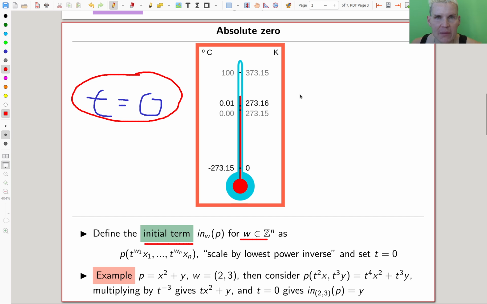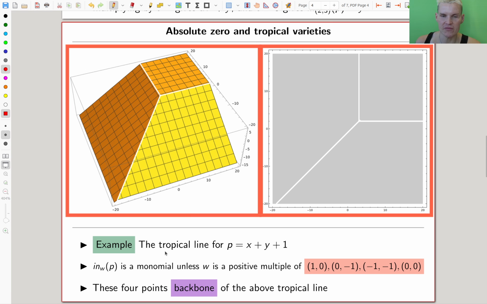So put in a w. Essentially, it measures how often a certain power of t appears, right? By just putting in a power of t, and then taking the lowest one by setting everything else to 0. And I like to think of this, as I said, as a temperature 0 limit, an absolute 0 limit of a polynomial. So let's do this example here.